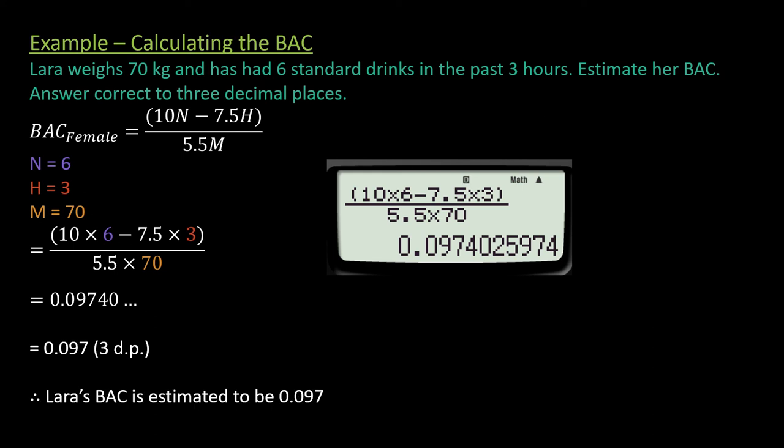And a summary statement is always good as well. So therefore, Lara's blood alcohol content is estimated to be 0.097. So remember, this is all estimates because we don't know anything else about Lara. We don't know her health or her liver function or anything, so this is just an estimate.